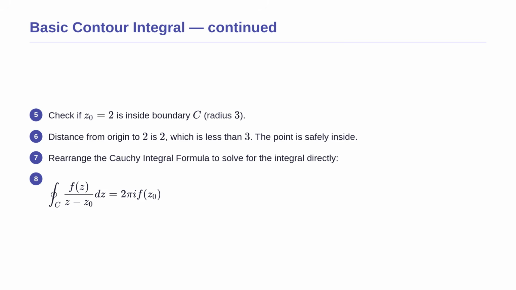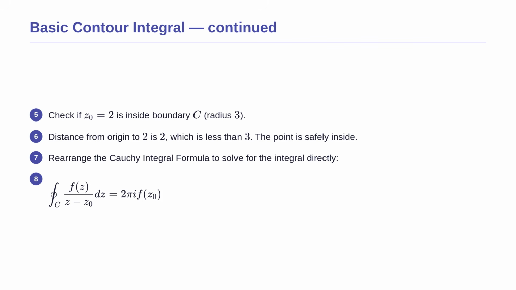Having identified our components, we must verify the most critical condition. Is our point actually trapped inside the boundary loop? Our boundary is a circle of radius 3, meaning it contains all points whose distance from the origin is less than 3. Our point is at 2. Since the distance from the origin to 2 is strictly less than 3, the point is safely inside the loop. Because the exponential function is smooth and analytic everywhere, all conditions are perfectly met.